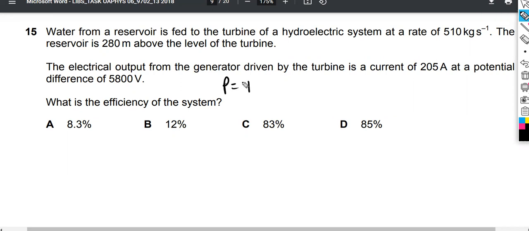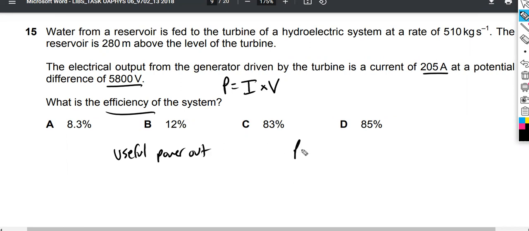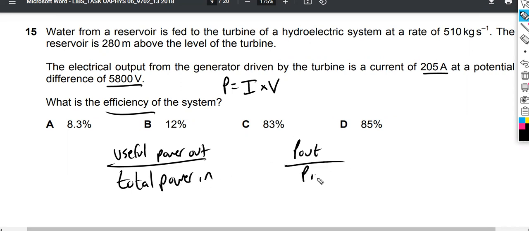Right away, we can say, well, the power is current times voltage, right? So we just multiply these two numbers to get the power. But then we say, well, if this is an efficiency problem, and we know that efficiency is the useful power out, or what we like to call the P out, over the total power in. And we can define this in terms of energy also. Well, the P out over the P in, times 100%. That's how we remember efficiency.